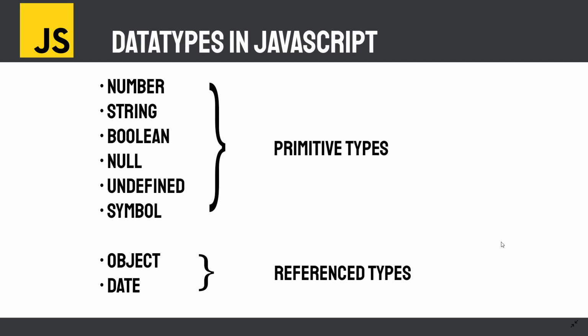In primitive, we have number: integer, floating point value, decimal point value, everything comes under number. And a sequence of characters is a string, and a true or false value comes under boolean. Null means an empty value, and undefined means the variable is not yet assigned a value. And in ES6 there is a new data type which is symbol.